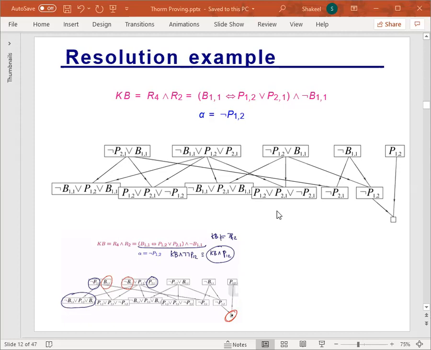We reach a point in which we resolve P12 and negation of P12, which brings us to the empty clause. The empty clause means that KB and the negation of alpha is not satisfiable. In other words, KB does entail alpha. All right, so this is how the resolution algorithm works.